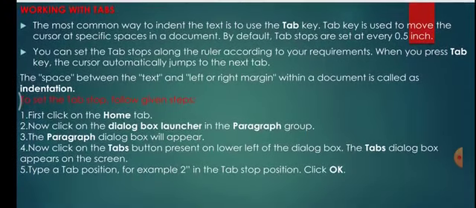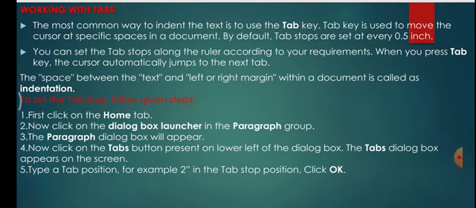Working with tabs. The most common way to indent text is to use the Tab key. The Tab key is used to move the cursor to specific spaces in a document. By default, tab stops are set at every 0.5 inch. You can set the tab stops along the ruler according to your requirements. When you press the Tab key, the cursor automatically jumps to the next tab stop. The space between the text and the left or right margin within a document is called indentation.